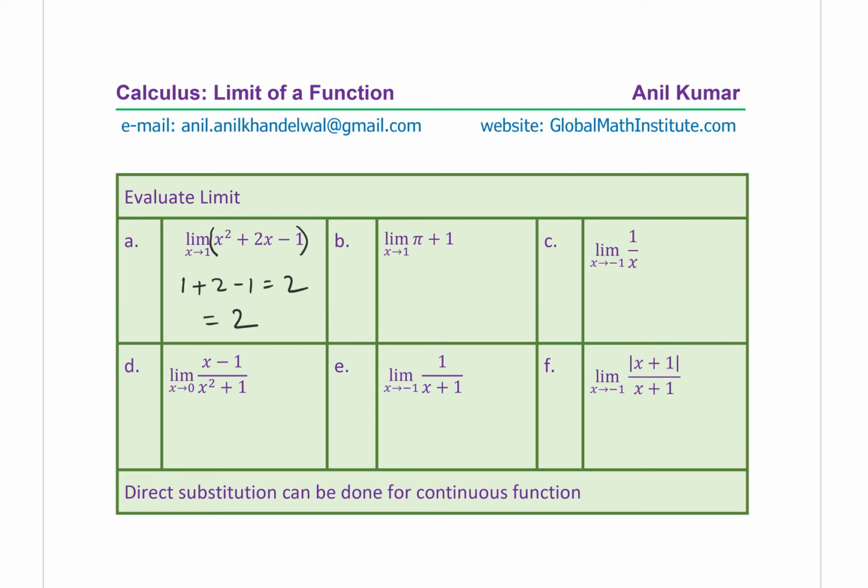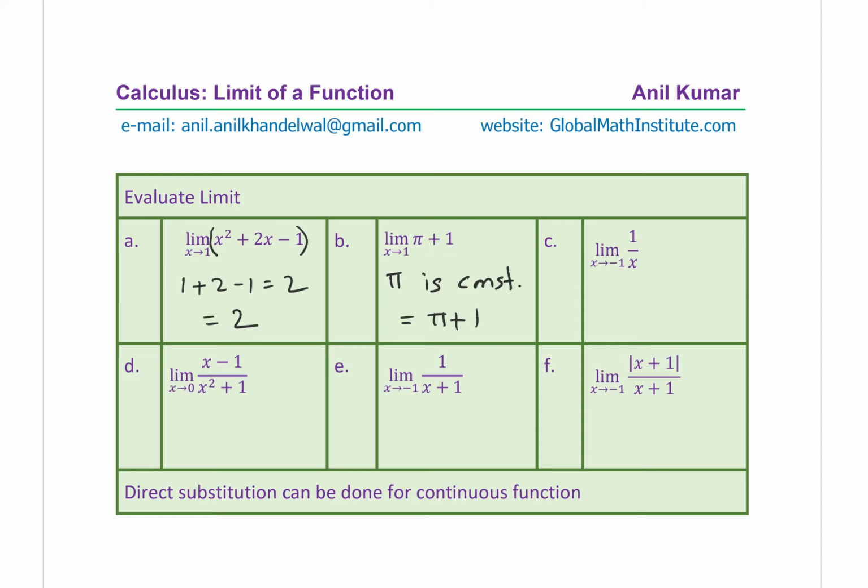In the second question, the limit of pi plus 1 when x approaches 1. Well, remember, pi is a constant, right? So pi is a constant, and therefore this limit is equal to pi plus 1. So that is what the answer is. Does that make sense to you?